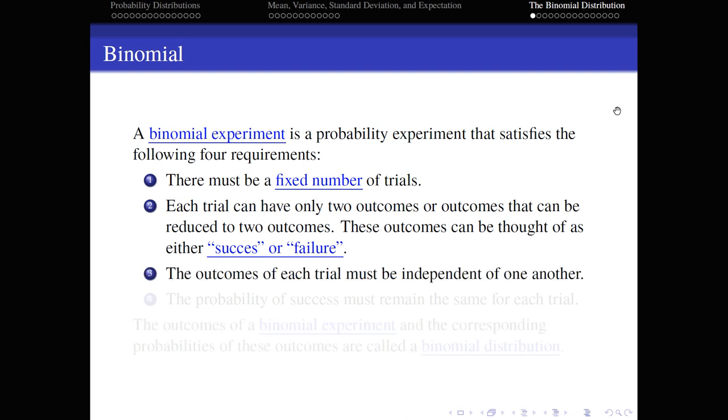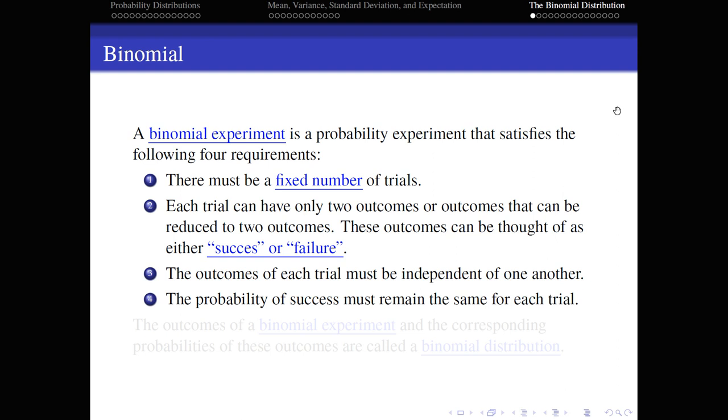The outcomes of each trial should be independent. Recall what we meant by independent with drawing cards. What we mean here is that the outcome of the first event should not affect the second event, etc. And the probability of success should remain the same for every trial. Again, think of flipping a coin. Getting heads the first time doesn't affect the probability of getting heads the second time. The probability of success must remain the same for every trial. That's fine as long as you're using the same coin.